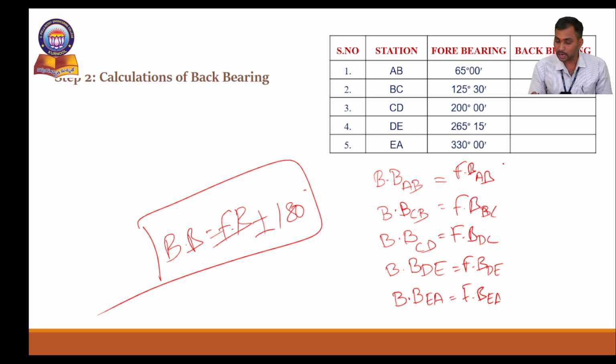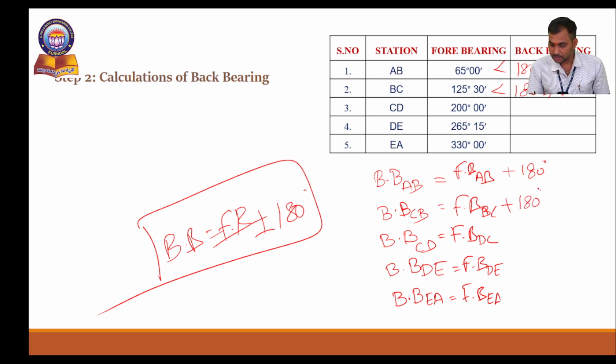Okay, right. Now we have to decide whether to keep plus or minus here. You just see what the fore bearing angle is. 65 degrees is less than 180 degrees, then provide plus 180 degrees. My dear students, next, what is the fore bearing angle for BC? It is 125 degrees, which is also less than 180 degrees. So this one is also less than 180 degrees, and this one too. Therefore provide plus 180 to the fore bearing.